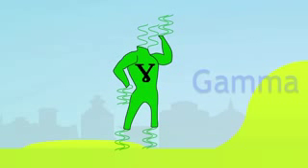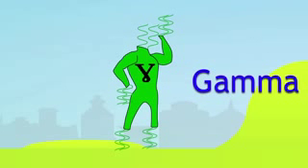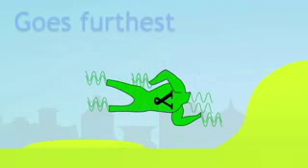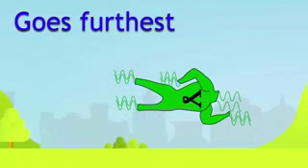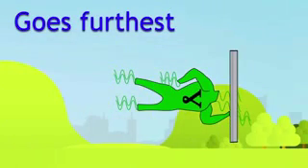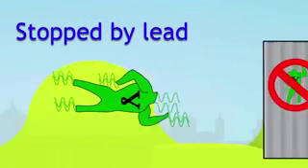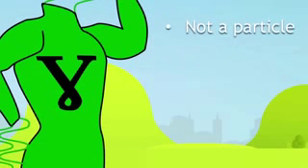The most penetrating of the types of radiation is gamma radiation. Gamma radiation goes furthest in air, it goes a long way in air, and also it goes through aluminium. But it will get stopped by lead. Gamma radiation is not a particle like the other two. Gamma radiation is a wave.